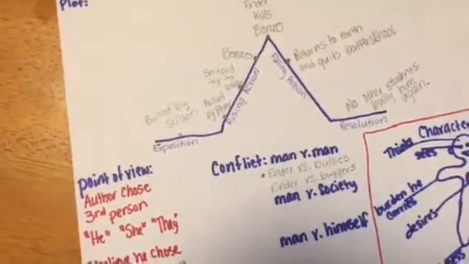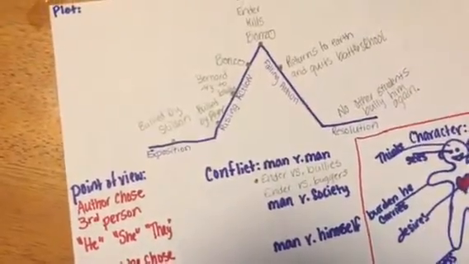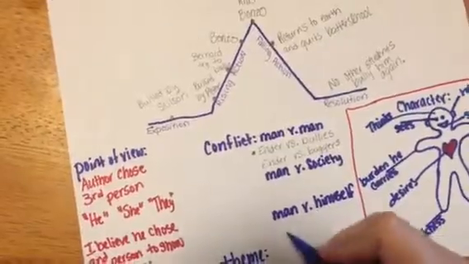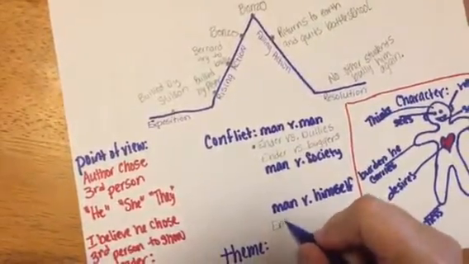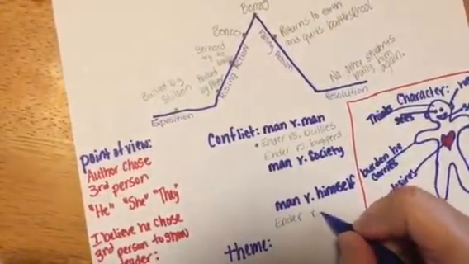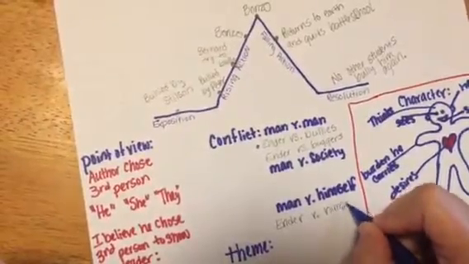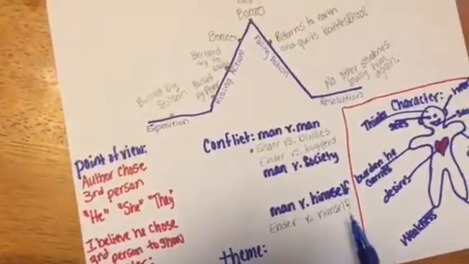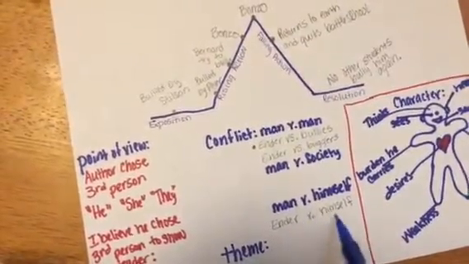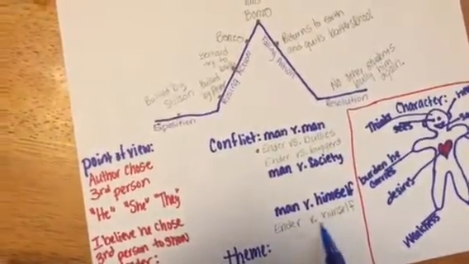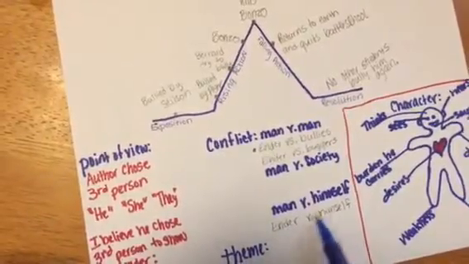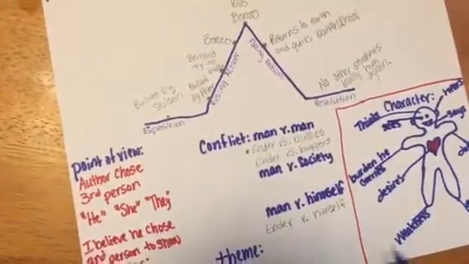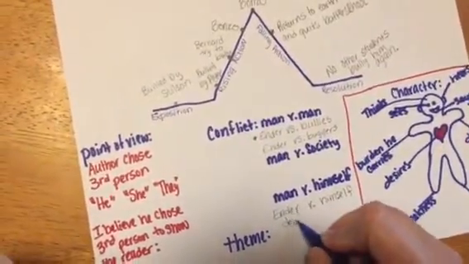So how is it different when you need to fill out this plot graph with, let's do, man versus himself. Ender versus himself. Okay, so the difference is the exposition is different, because the conflict is, what is it that he doesn't want to do? How is he fighting with himself? He doesn't want to be like Peter.